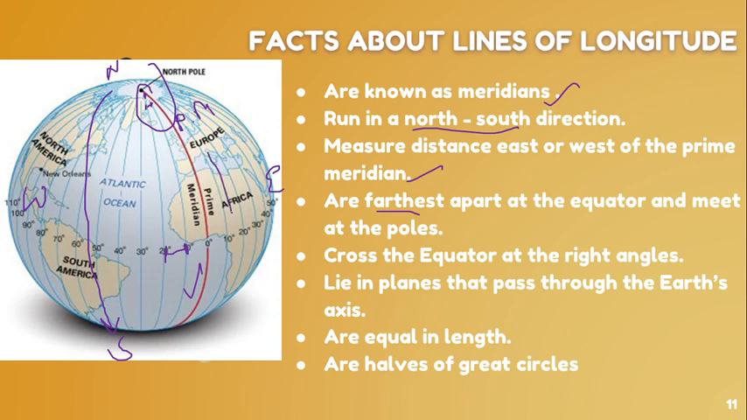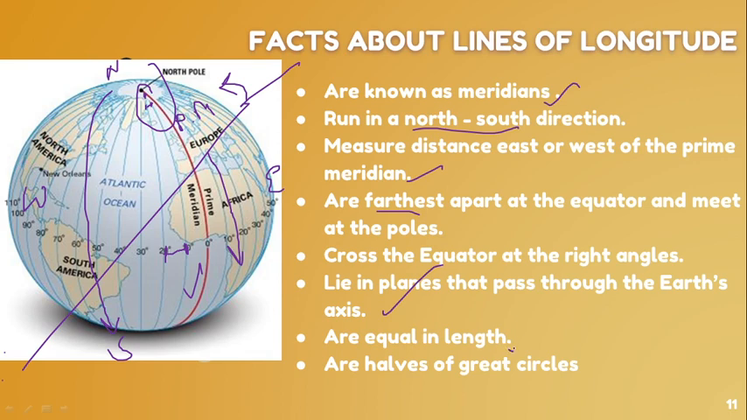And then they cross the equator. Longitudes cross the latitudes in the direction north to south, but latitudes cross the longitudes in the direction east to west, right? They lie in planes that pass through the Earth's axis. So where is our Earth's axis? In this way, right? They lie in planes which pass through the Earth's axis and they're equal in length.